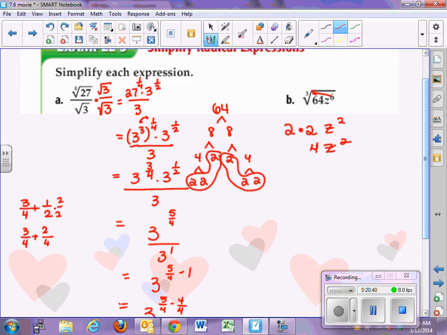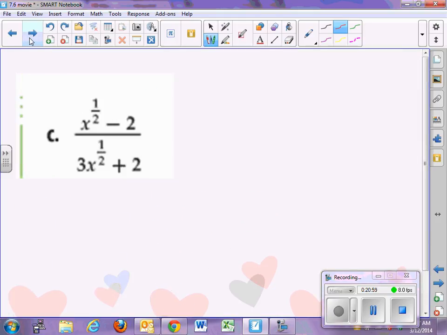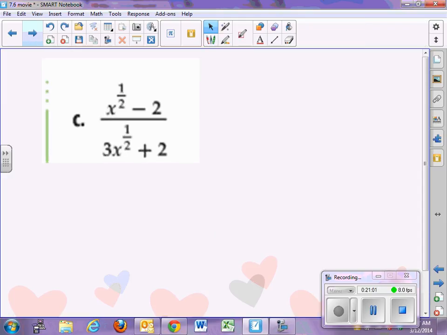You know what? I wonder where this came from. Hold on. Oh, there it is. Okay, it's on page 448. I guess it is from this lesson. All right, we're going to try this type now.